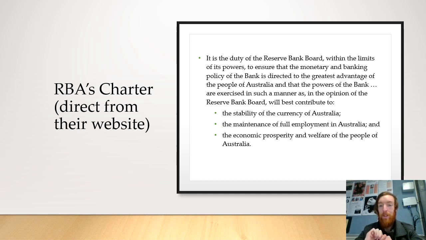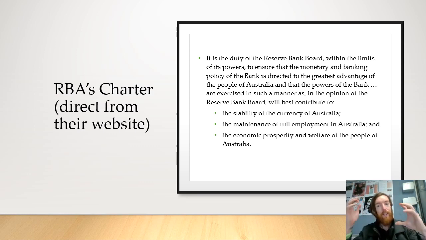will best contribute to the stability of the currency of Australia, so having a stable exchange rate, the maintenance of full employment in Australia, and the economic prosperity and welfare of the people of Australia. So they're the three umbrella kind of things that they try and achieve.